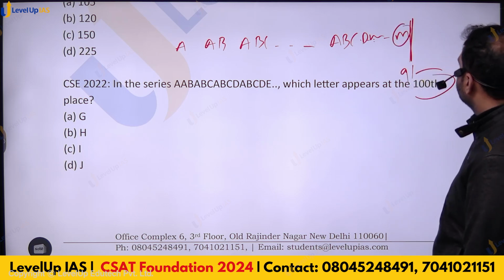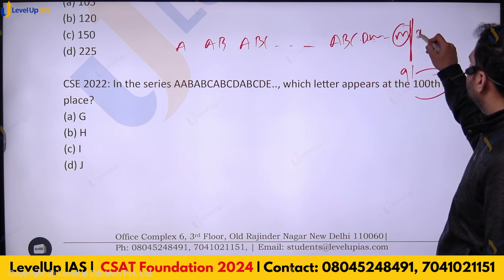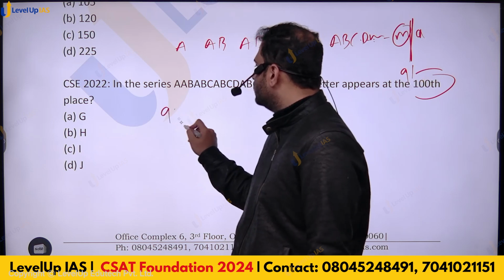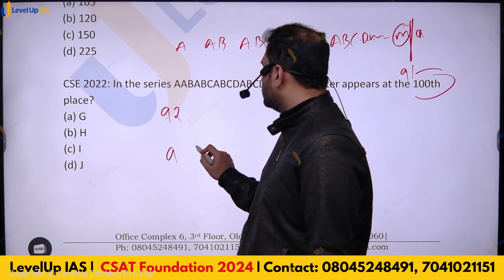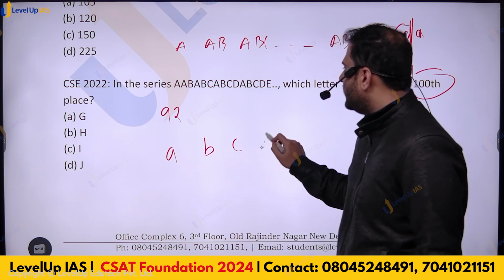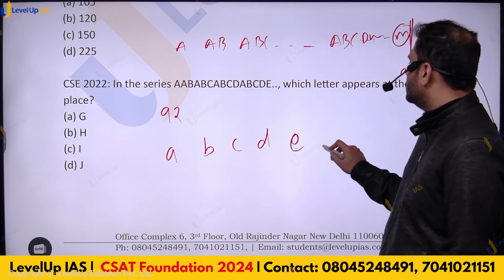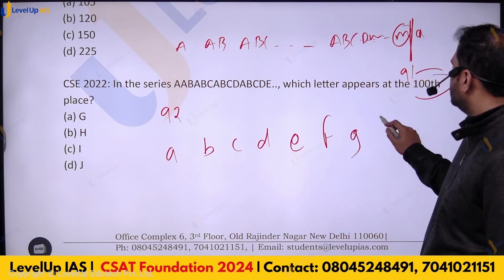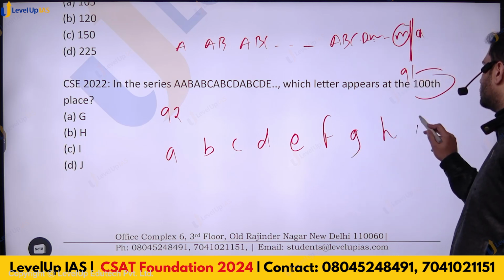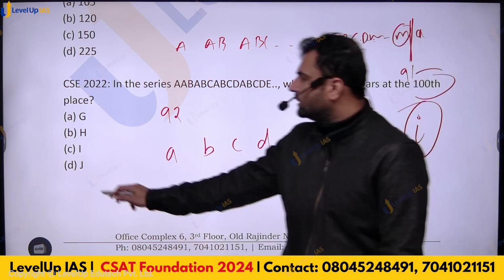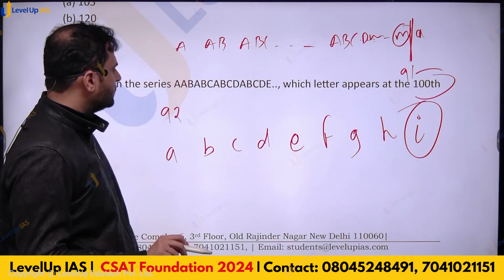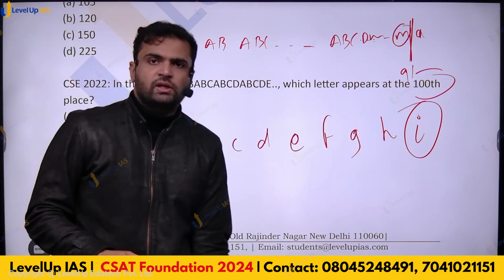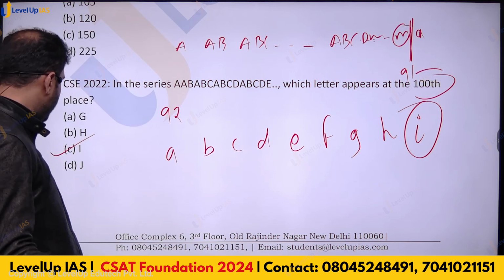Correct. And the 92nd will start from here, again A. Now we can go till 100. 92 is A, 93, 94, 95, 96, 97, 98, 99 and 100. So the 100th letter here is going to be I. This is how you can solve it, correct? From 92 you can start and you get the 100th letter as I.